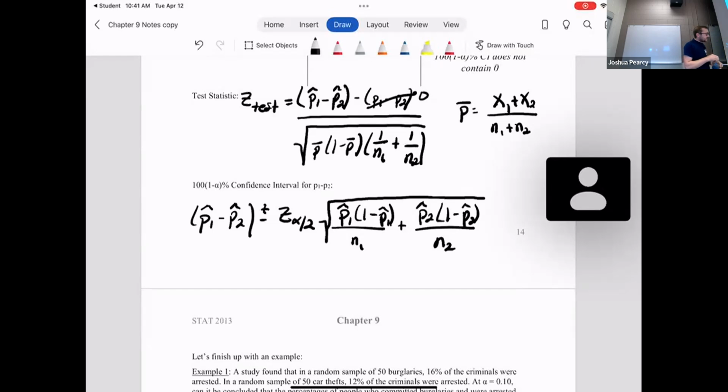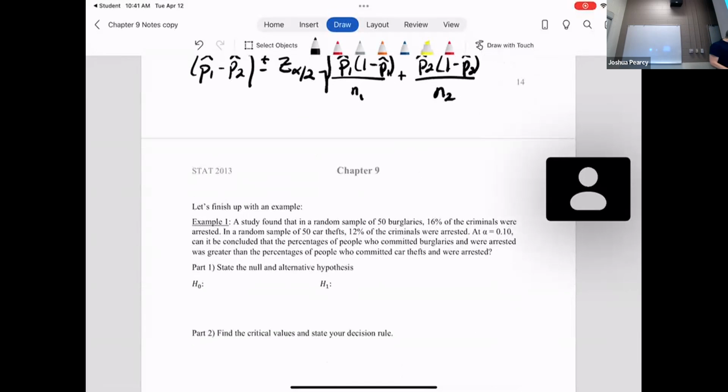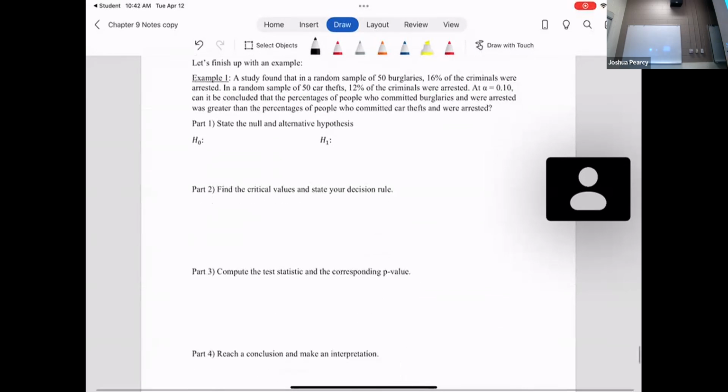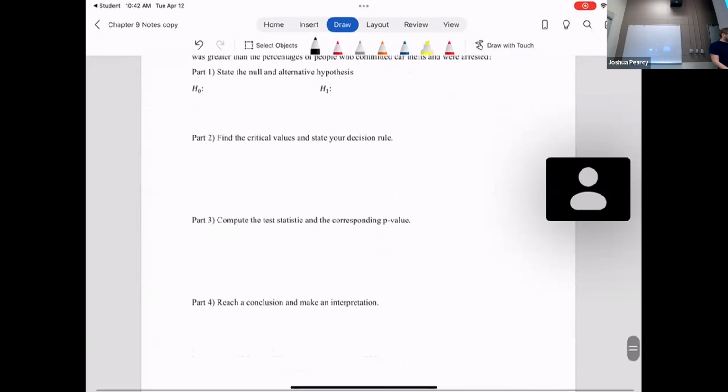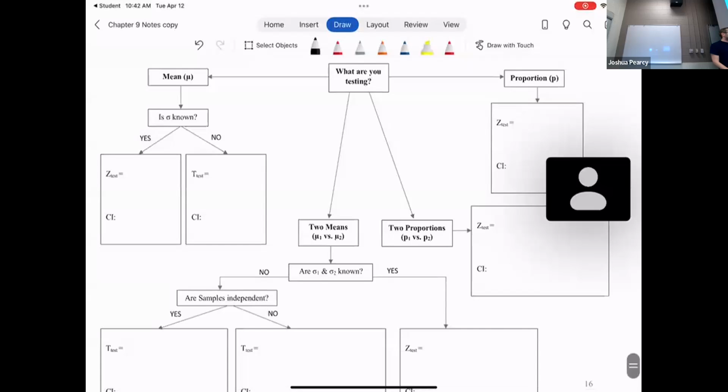Do y'all want to do the first example or want me to do it? Yes, I can. All right, we'll go through this example, then we'll look at a couple from your homework, and then I guess if you want to, we can fill that out, or I can just show you what it is.